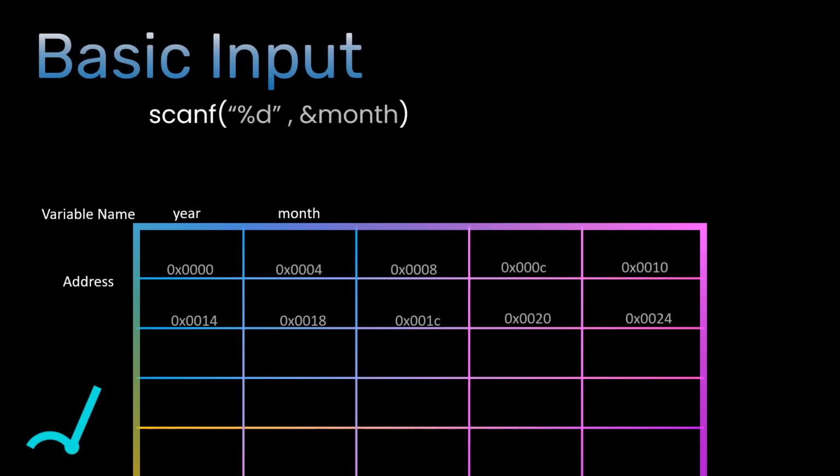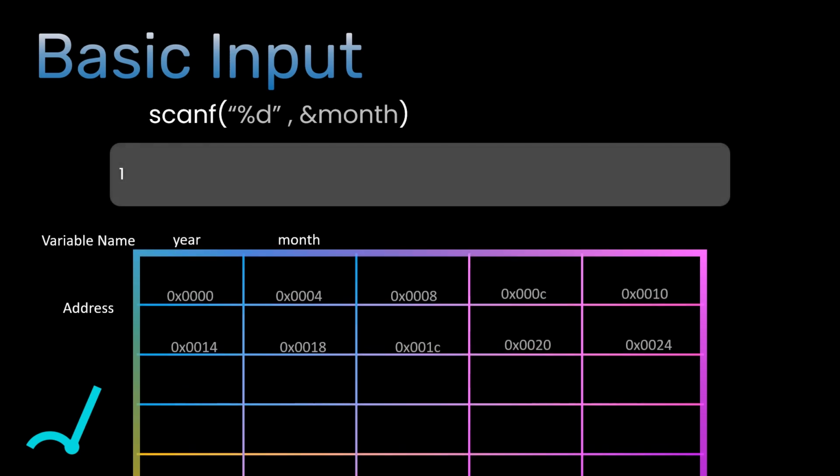So, to get input from user and set into month, we write this statement. Let's say user key in 1, then 1 will be set into variable month. Alright, now we know the theory of basic input, then we need try to implement it.